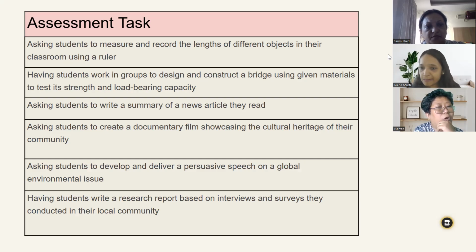Again, you can give them a context. So I can tell them, you have built a bridge. Suppose I have a truck load of this many cement blocks. So will the bridge collapse? What do you think? Or will it not collapse?